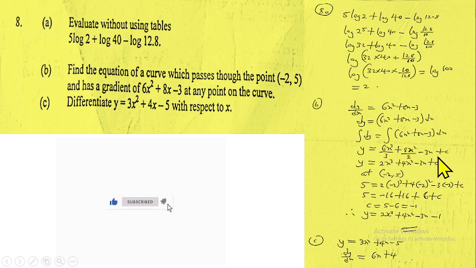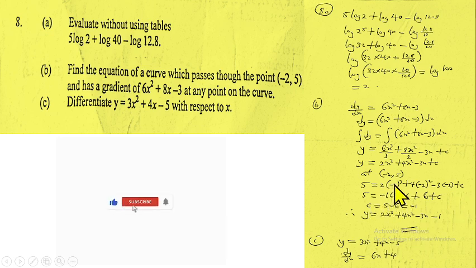So we need to get the value of our constant c, and that's why we are given the point that the curve passes through, this coordinate. So at this coordinate, y is 5, x is minus 2. So if you put that into this, you have y to be 5 equals 2 into bracket minus 2 cubed plus 4 into minus 2 squared minus 3 into minus 2 plus c. Then from there you can simplify further.